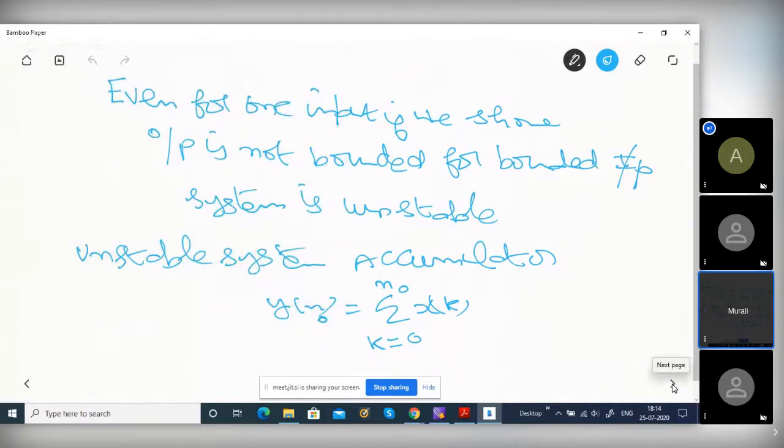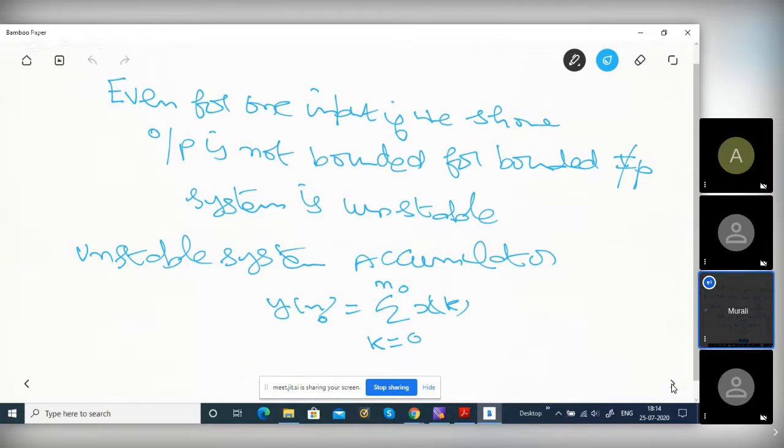For example, accumulator. Accumulator means you sum all the input. See, y of n is nothing but sigma x of k, k equal to 0 to whatever time, n. Up to the time n, you sum the input. We will explore whether it is a stable system or an unstable system.